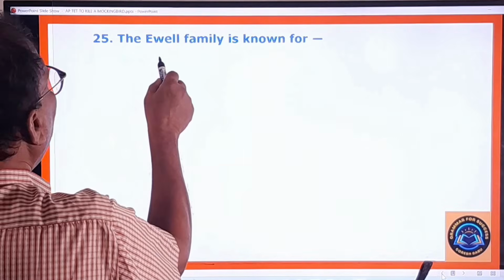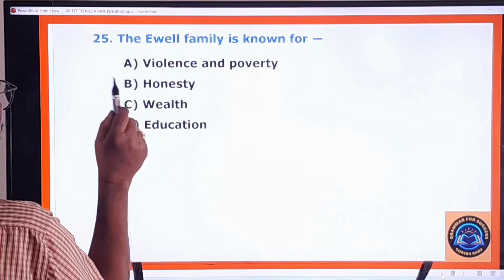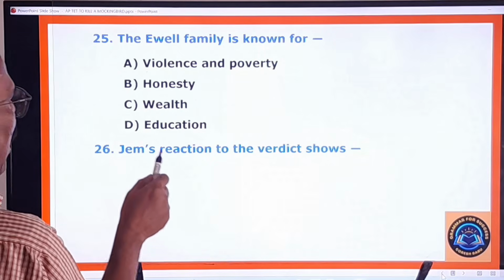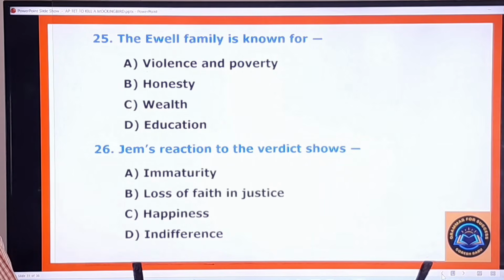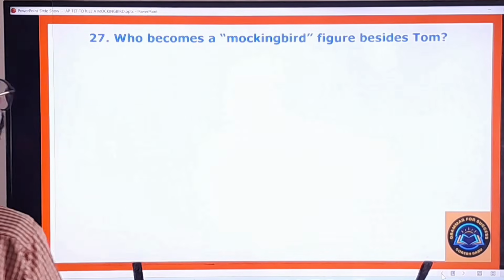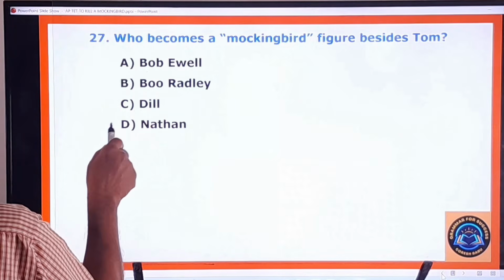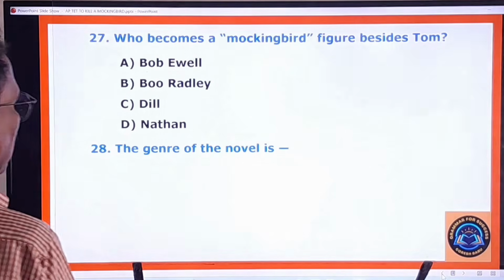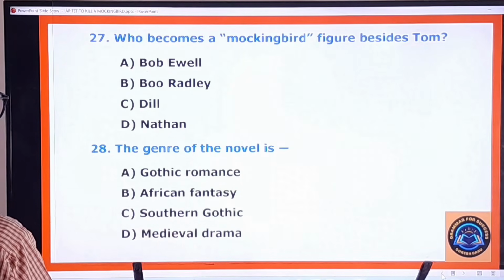Twenty-fifth question, the Ewell family is known for violence and poverty, honesty, wealth, education. Twenty-sixth question, Jem's reaction to the verdict shows immaturity, loss of faith in justice, happiness, indifference. Twenty-seventh question, who becomes a mockingbird figure besides Tom? Bob Ewell, Boo Radley, Dill, Nathan. Twenty-eighth question, the genre of the novel is Gothic romance, African fantasy, Southern Gothic, medieval drama.